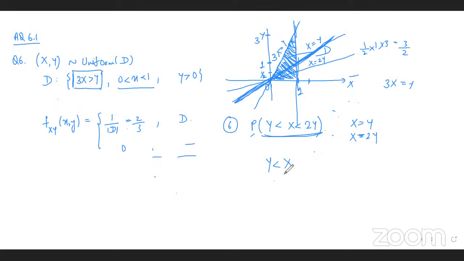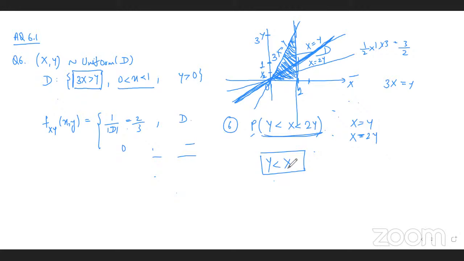That is triangle with 1 and 1 minus triangle with 1 and a half side. No, I'm just asking for this, x greater than y. So this line here is x equal y, right? And I want to shade the region where x is greater than y. So what region should I shade?